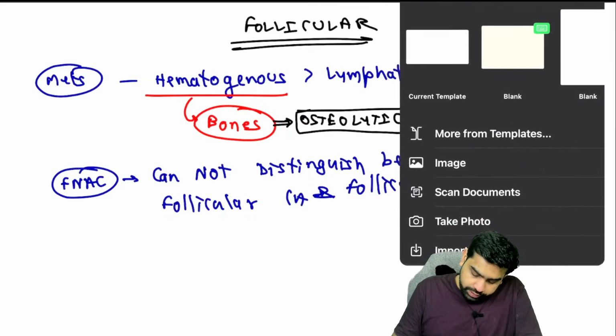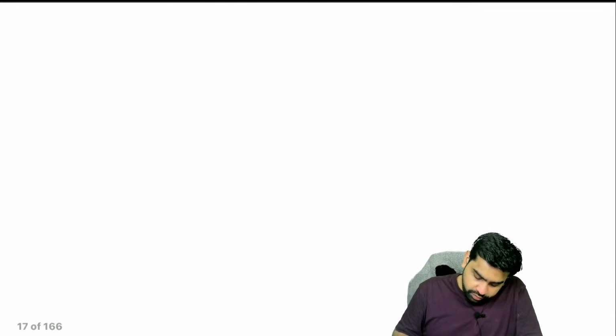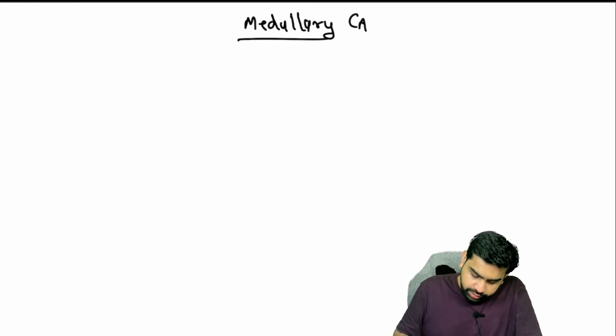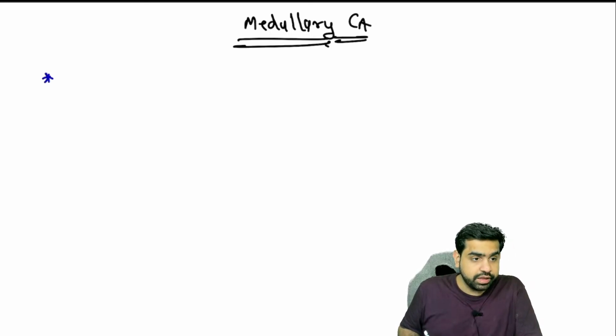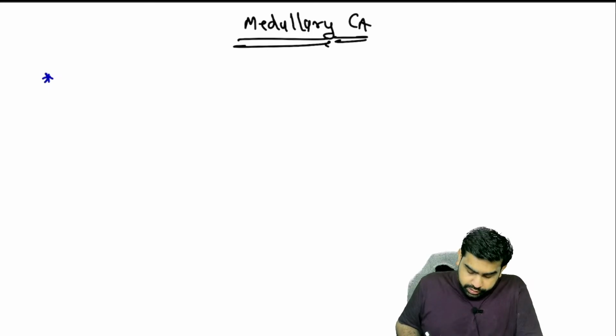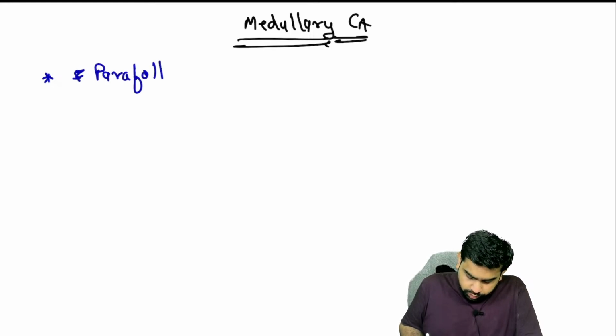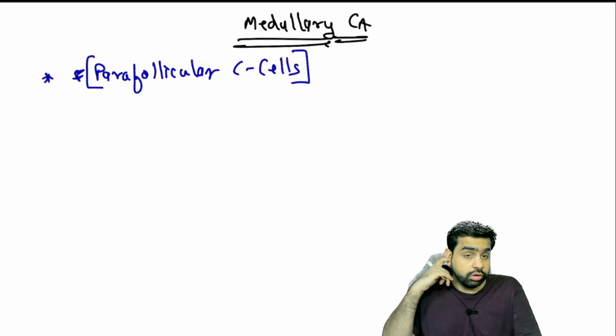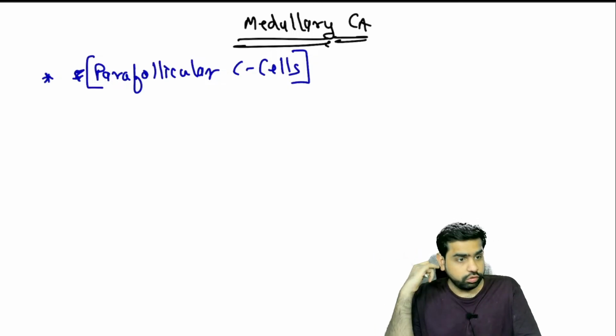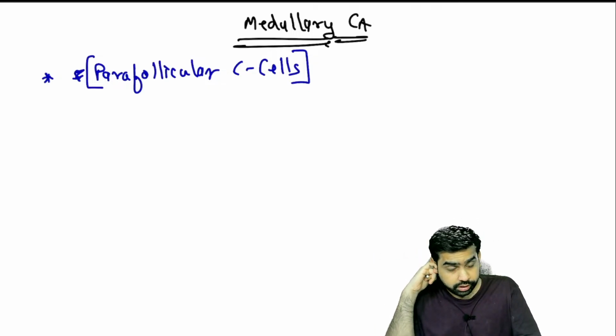Okay, now what are the important things about medullary carcinoma of thyroid? From where does this medullary carcinoma of thyroid arise? Medullary carcinoma, this arises from which part? Okay, so the medullary carcinoma of thyroid is basically arising from the parafollicular C cells. So the origin of medullary carcinoma of thyroid is parafollicular C cells.